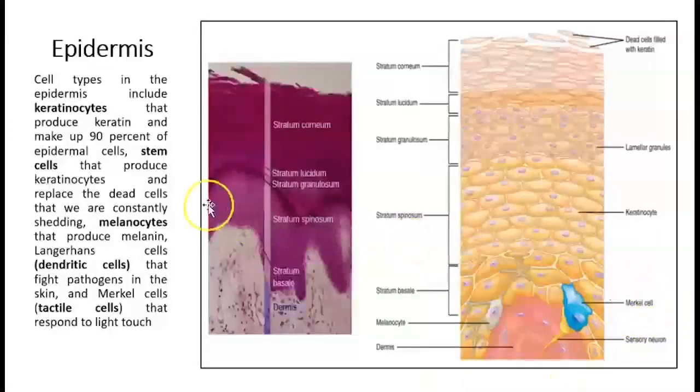We have these extensions from the epidermis going into the dermis. These ones are called epidermal ridges. Now, the ones from the dermis going up into the epidermis, as you can see here, are called dermal papillae. Let's keep scrolling down.